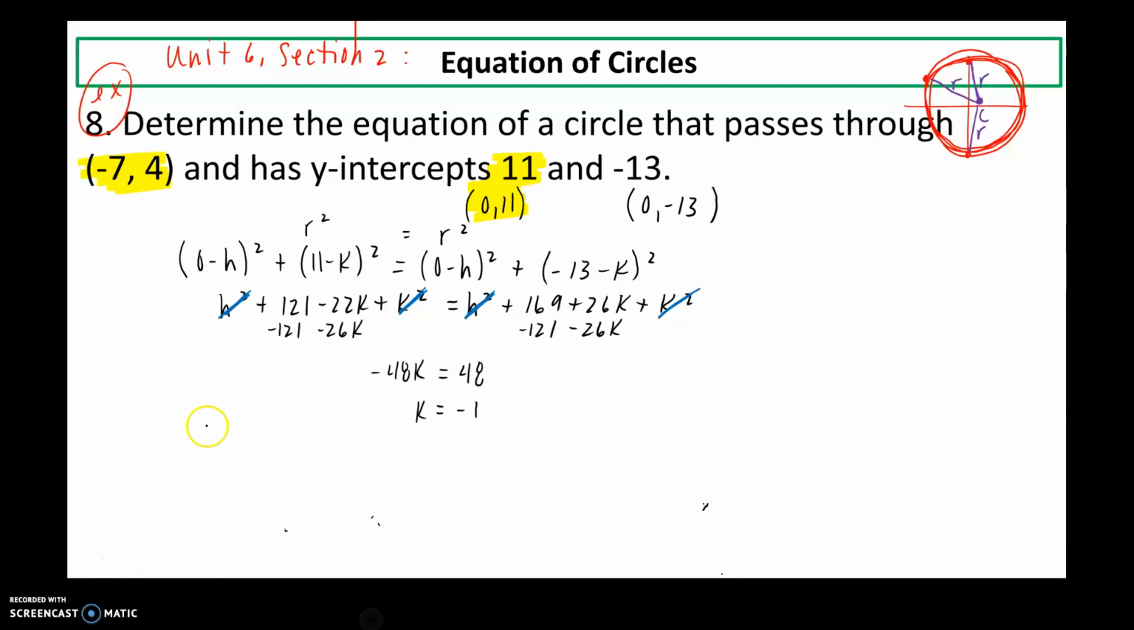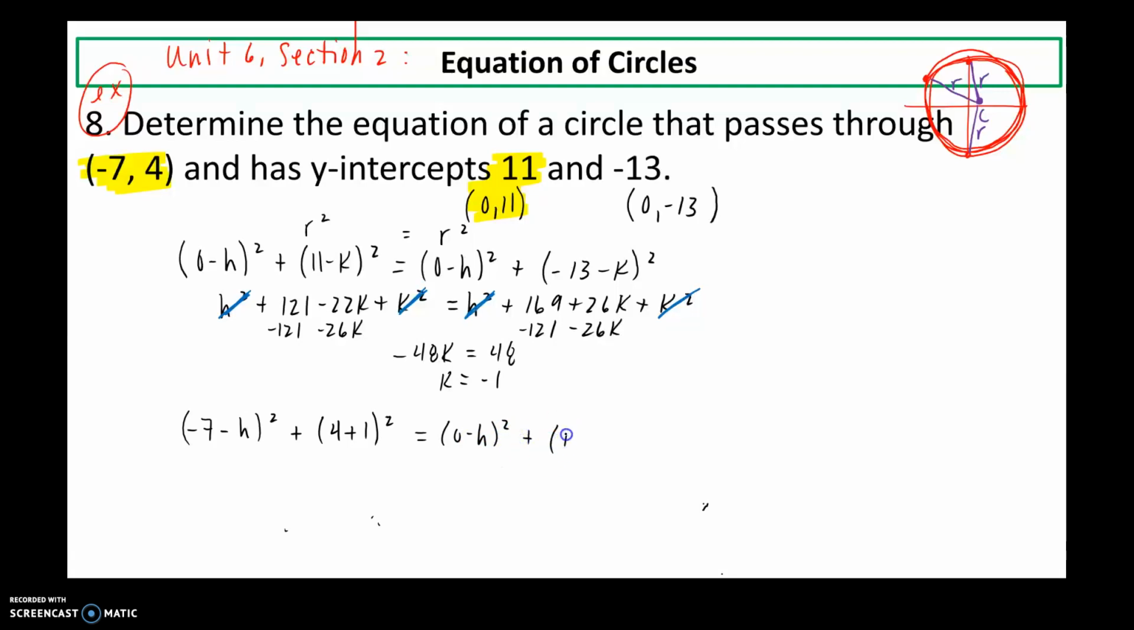So I take this and I have x minus h quantity squared plus y minus k quantity squared. We just found k to be negative 1. I'm going to run out of room here, so let me just move these up. So I had negative 48k equals 48. All right, and then I'm going to set that equal to, I'm plugging in this y-intercept, so x minus h quantity squared plus y minus k quantity squared.